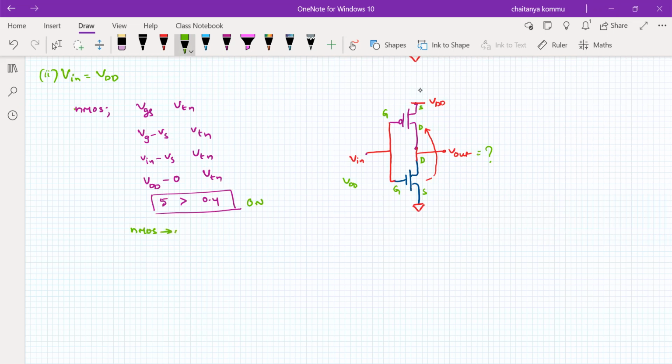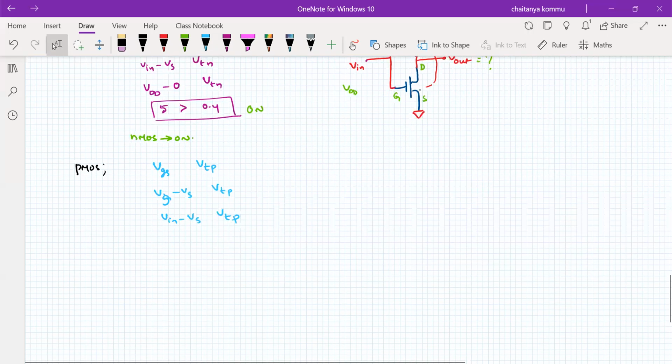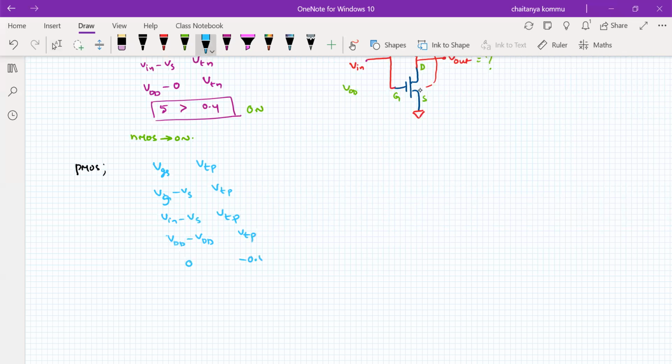What about PMOS? Again, the same information holds here also. So what is the VGS here now? It is VG minus VS compared with VTP. What is VG? VG is actually the VDD I have applied. This is also VDD. This is VTP. So this is 0 and this is minus 0.4.